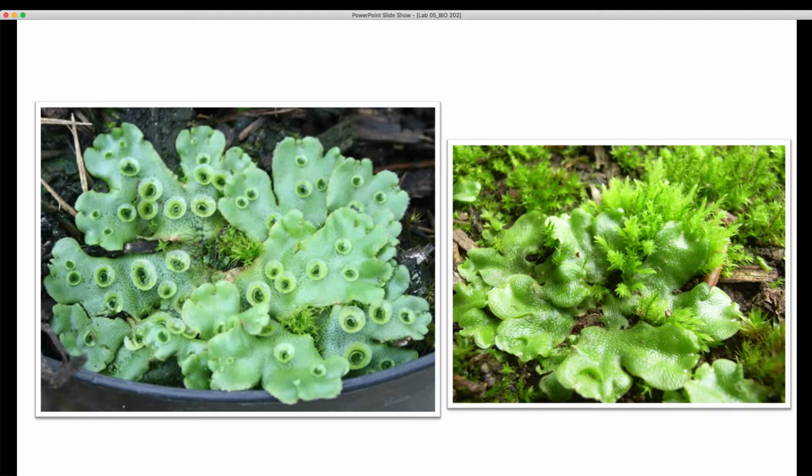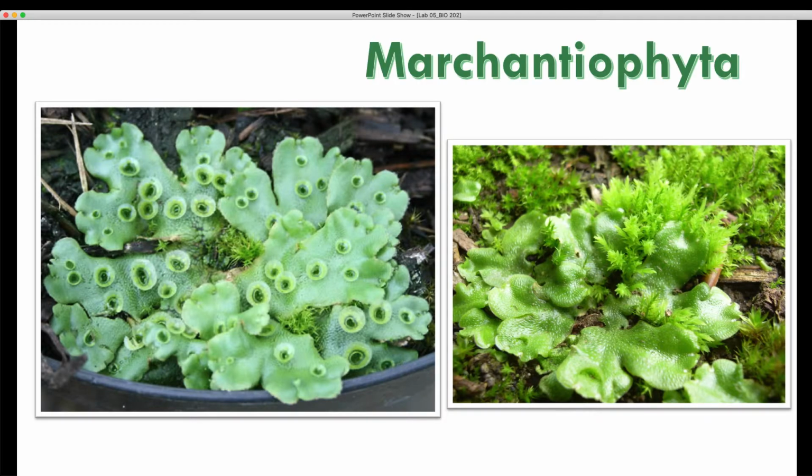What plants are these? These are liverworts, known as Marchantiophyta. Remember that these are sexual as well as asexual. They have these little gemmae cups for the asexual reproduction. They also have a leafy thallus, so it's not necessarily true leaves, but they're leaf-like. Remember that these are non-vascular plants, okay, and they're going to produce spores.